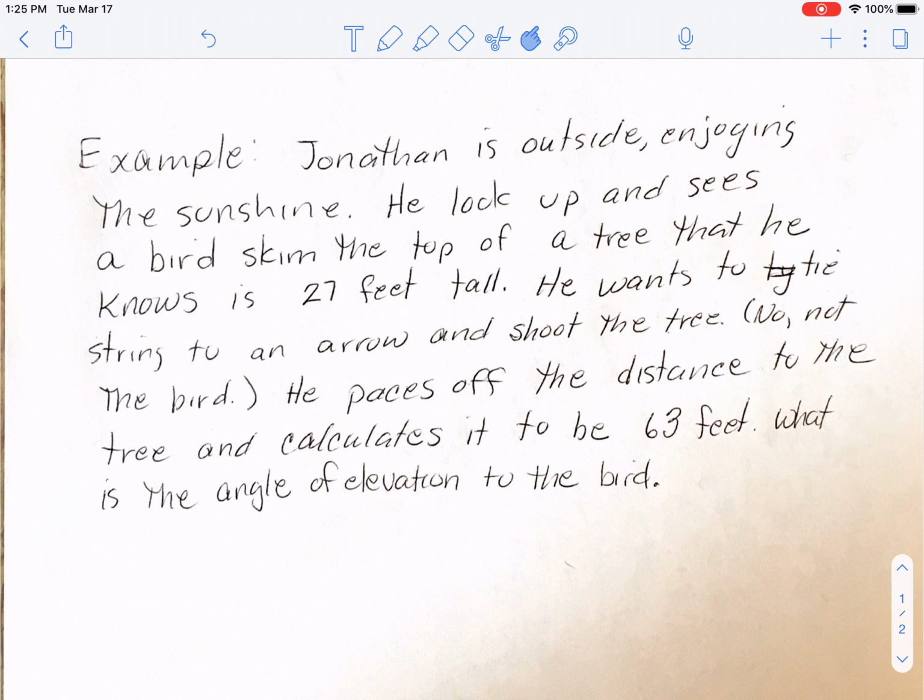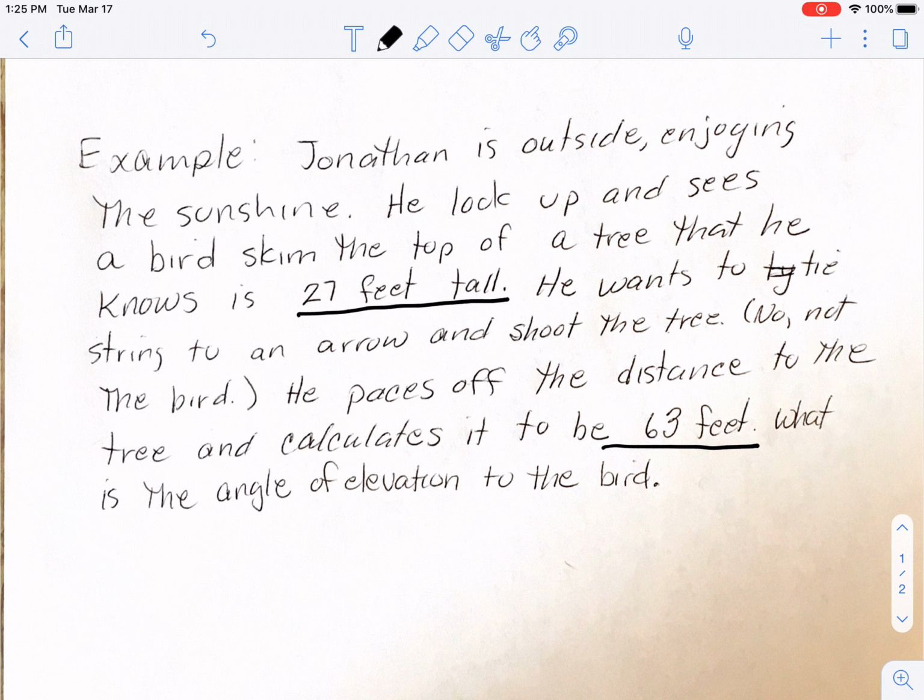So let's go, and like always, we want to go into the story problem and find the important numbers. So I've got a 27 foot tall tree. I'm going to find the string, and I know it's 63 feet from where we're going to shoot this arrow up to the base of the tree.